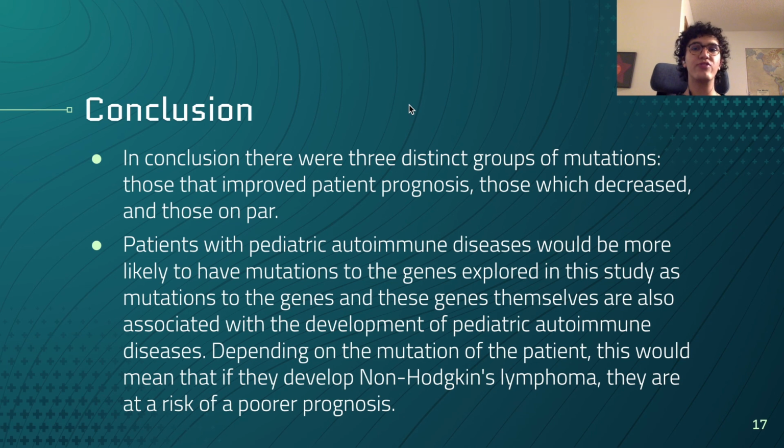In conclusion, there are three distinct groups of mutations: those that improved patient prognosis, those that decreased patient prognosis, and those that didn't really affect patient prognosis. Patients with pediatric autoimmune diseases would be more likely to have mutations to the genes explored in this study, as these genes are also associated with the development of pediatric autoimmune diseases. Depending on the mutation, if they develop non-Hodgkin's lymphoma, they're at risk of a poor prognosis, because the majority of the significant mutations did cause a decrease in patient outcome.